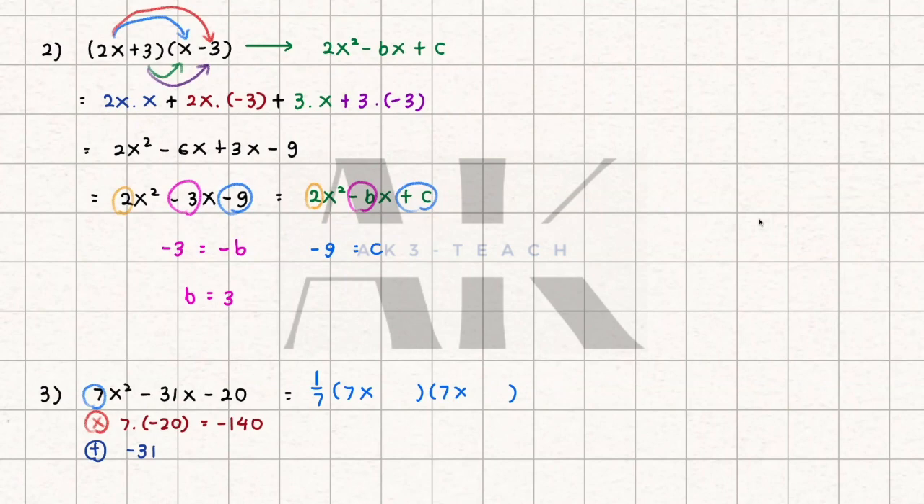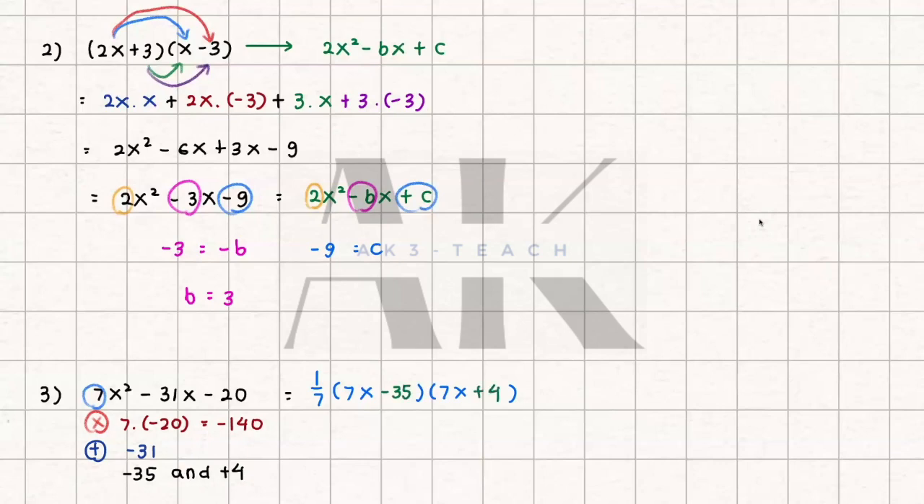I would probably go with, how about negative 35 and 4? If you multiply them, it will give you negative 140, but if you sum them up, it will give you negative 31. Looks fine for me. So I'm gonna put them in our template.